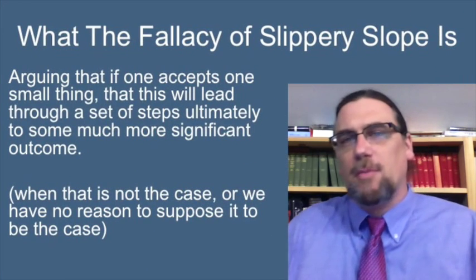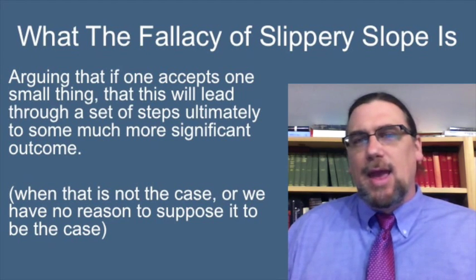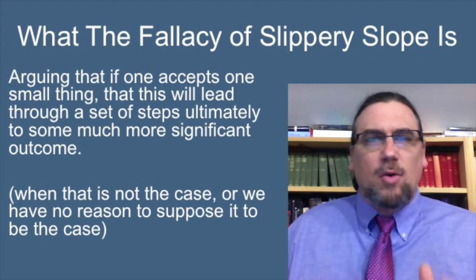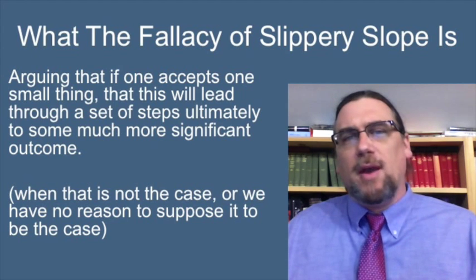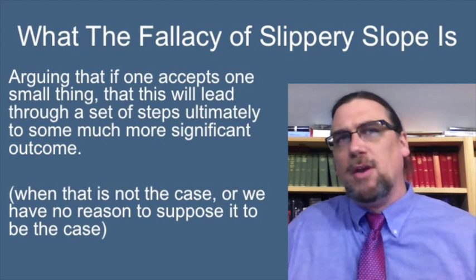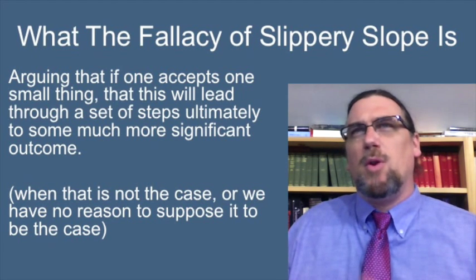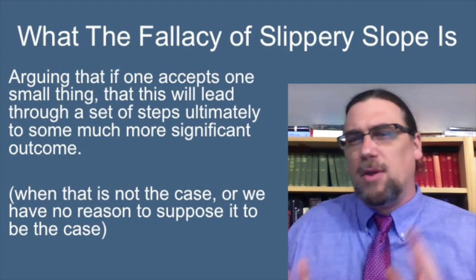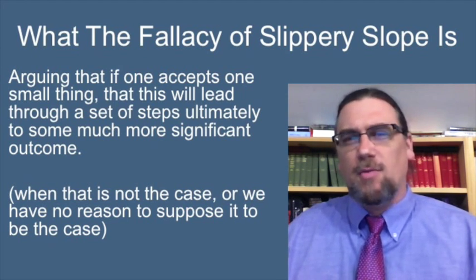So let's talk first about what the fallacy of slippery slope actually is. At its most basic, at its core, what it consists in is arguing that if you accept one small thing, this is going to lead ultimately to some terrible outcome. It could actually be reworked so that it had a positive outcome, but it's almost always in terms of some terrible thing that you want to avoid.